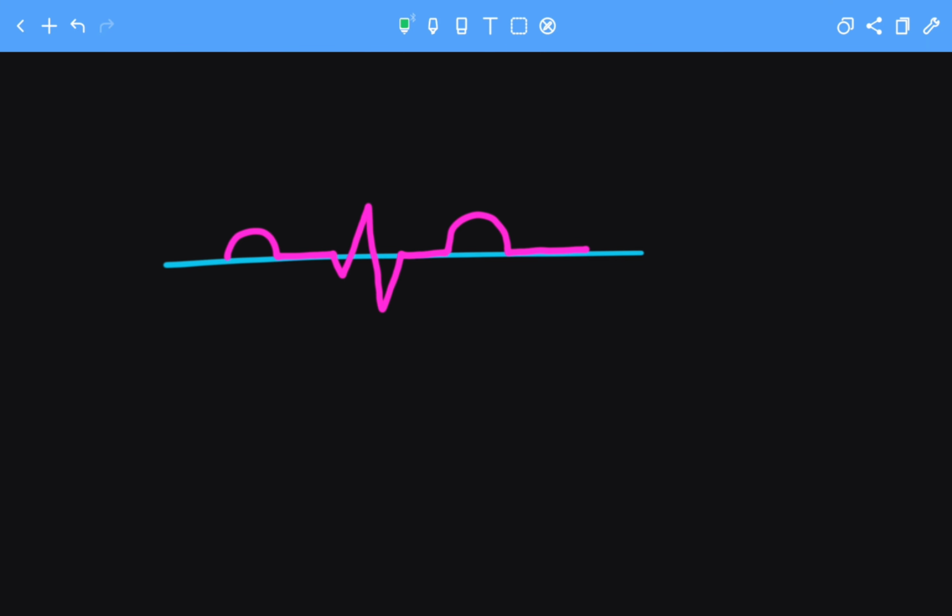Let's look at the ECG now. So, this is one cardiac cycle, or the electrical activity in one cardiac cycle. This is the P wave, this is the QRS complex, and this is the T wave. One cardiac cycle takes approximately 0.8 seconds. Now let's try and understand what each wave of the cardiac cycle is trying to indicate.